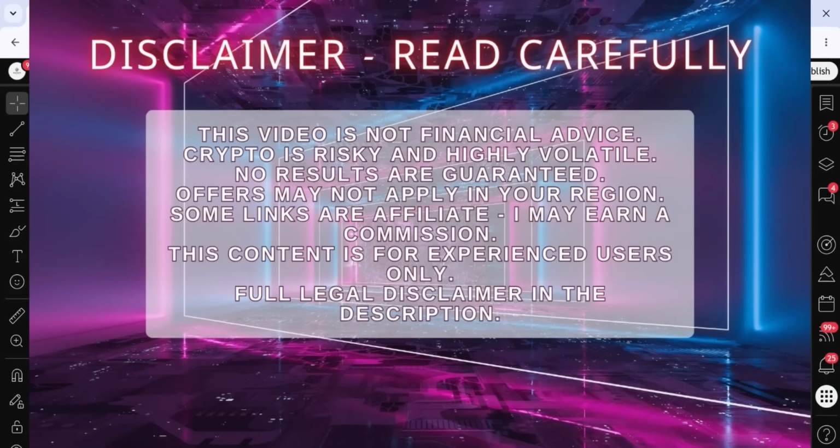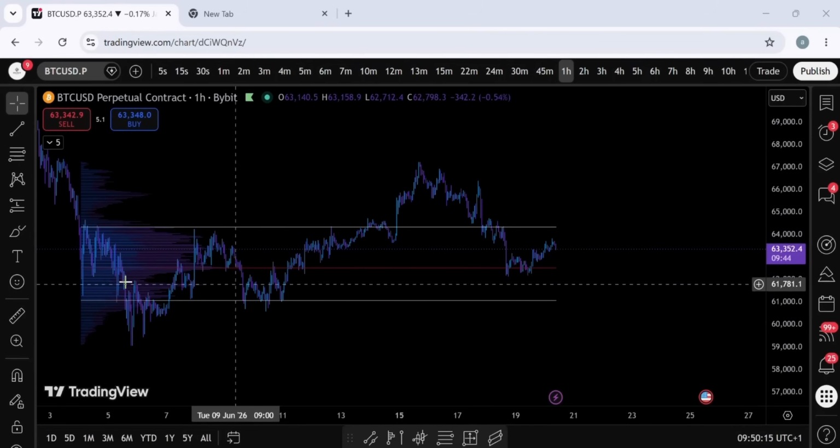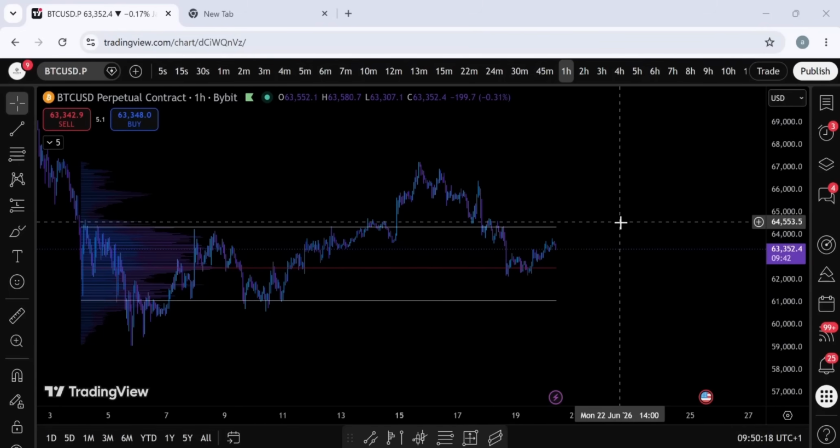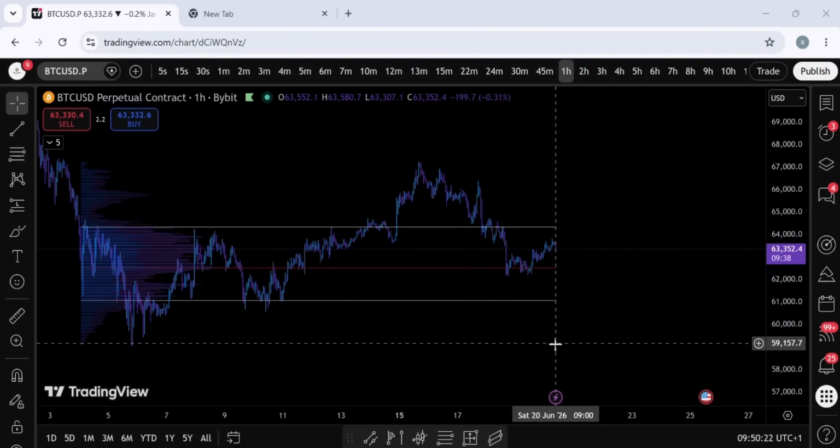We're going to have a quick look at the BTC chart. Currently we can see the price of BTC is at, let's say, 63,350. In front of us we have a local volume profile of the range. But today we're going to focus on order flow.